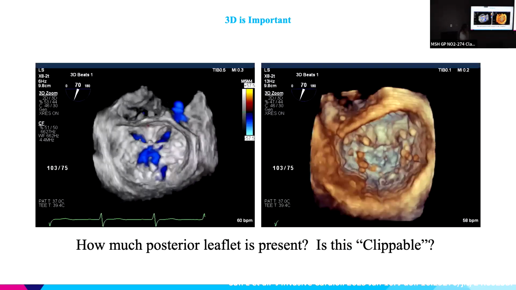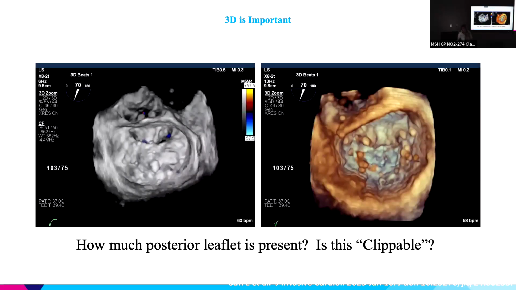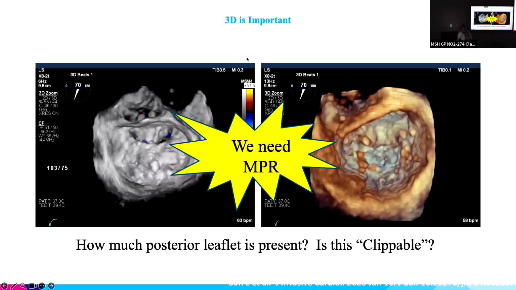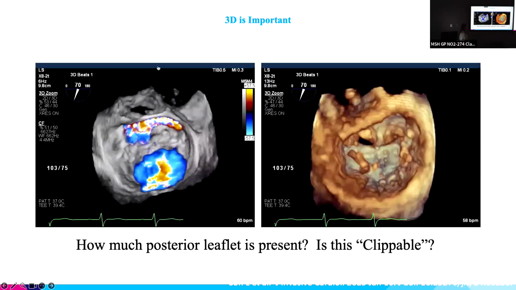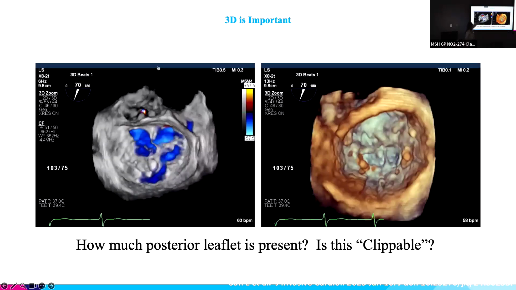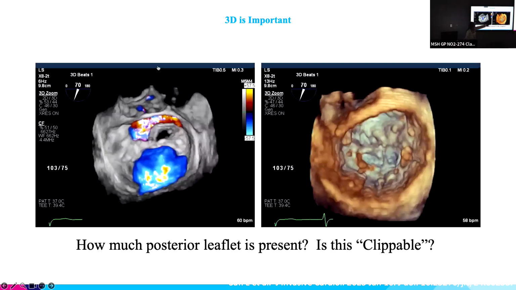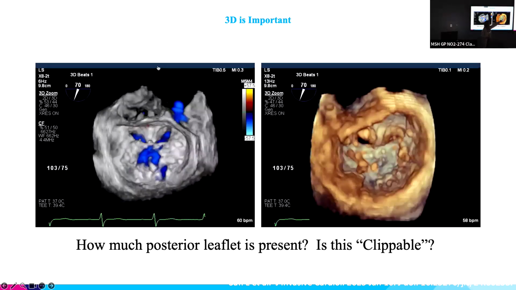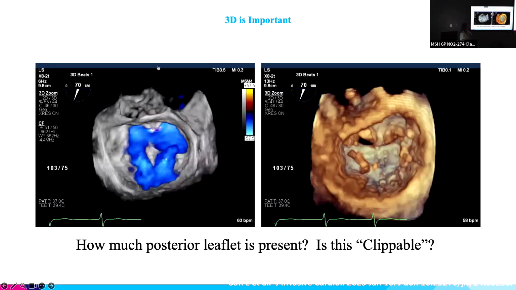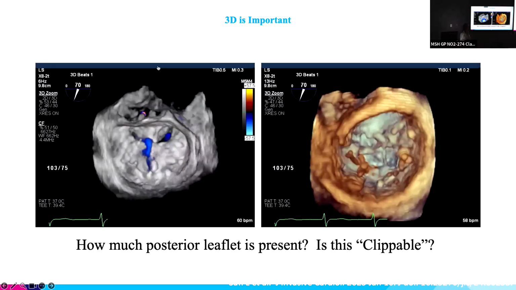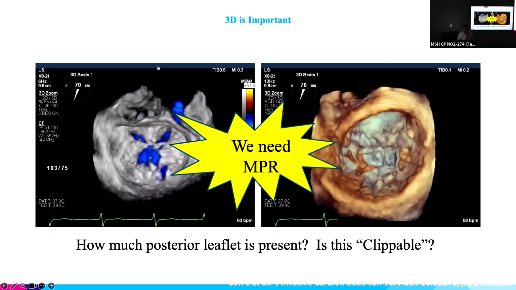So let's see, when would you use some of this? This is a patient we had last year, and they had an Alfieri stitch, and they were sent to structural, and they're like, can you clip this? Well, you can see the stitch. You can see that's leaking just lateral to the stitch. You can see it from the LV side up, and I don't see any posterior leaflet here. It's hard for me to see. So you can't clip if there's no leaflet. So the only way you can figure this out, because 2D wasn't helpful, is using MPR. And so that's what we did.